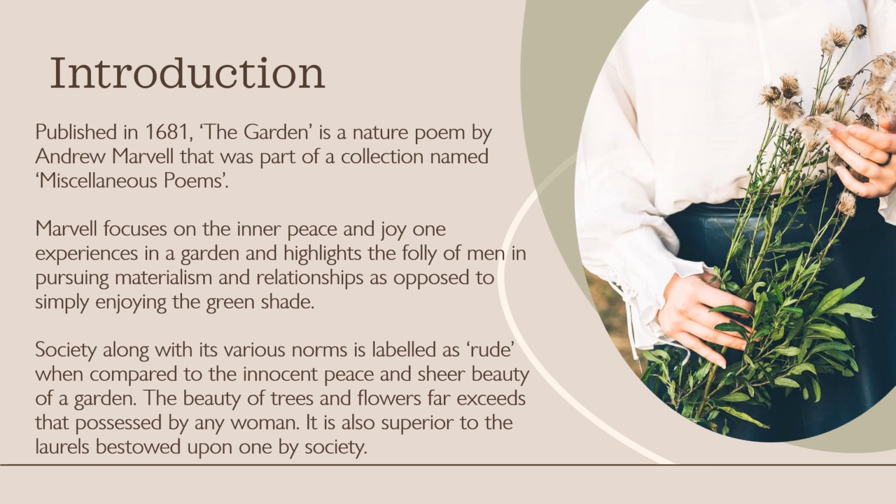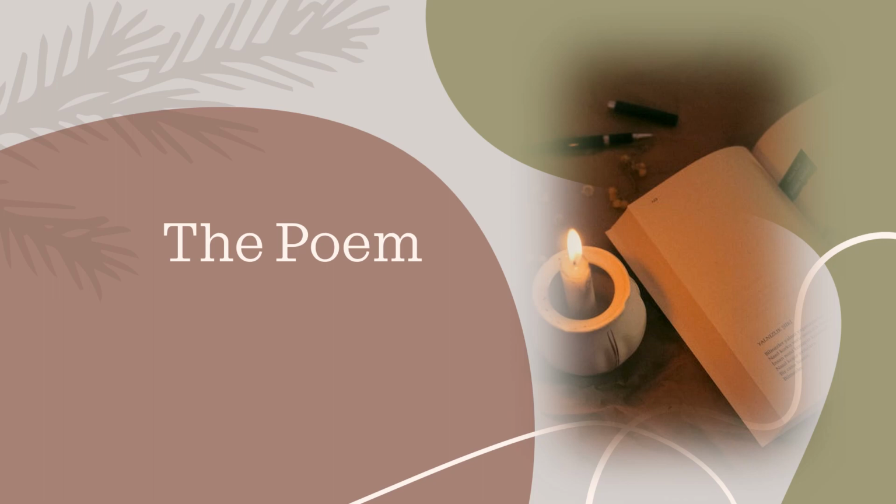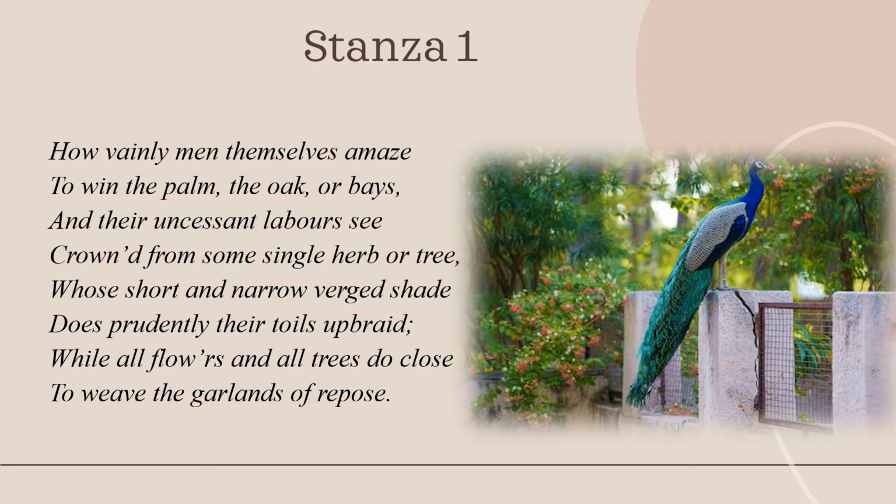He's mainly trying to position the garden as being far superior to anything and everything offered by worldly pursuits. Human love, human achievements, money, medals. Marvell is trying to convey that none of these hold any value when compared to the inner joy, the deep bliss, the permanent happiness one can gain from being close to the garden. Now, let's move ahead with the poem. There are a total of 9 stanzas in this poem. Now, we're going to read each stanza one by one and understand the meaning of each stanza.